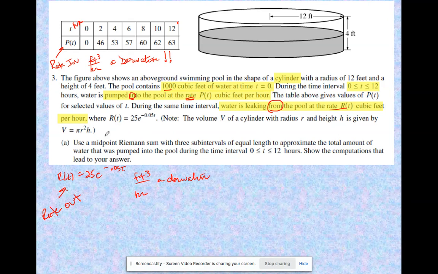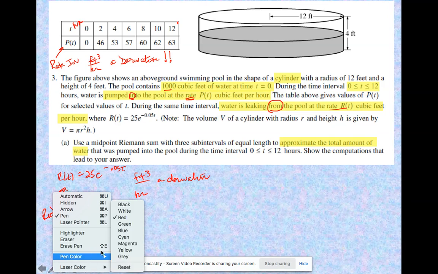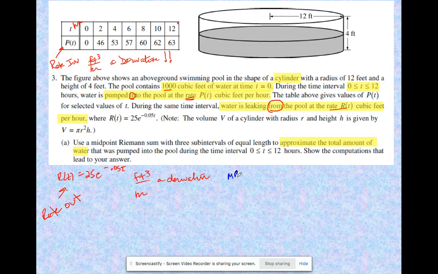Notice they do give you the formula for the volume of a cylinder. Hopefully you don't really need it. But part A here says use a midpoint Riemann sum. So part A is MRAM, to approximate the total amount of water. Total amount of water is just cubic feet, right? It is not cubic feet per hour.